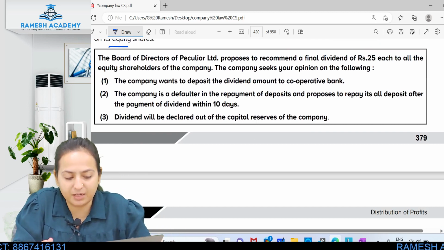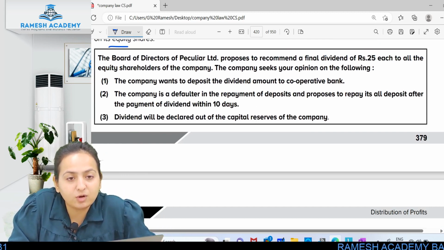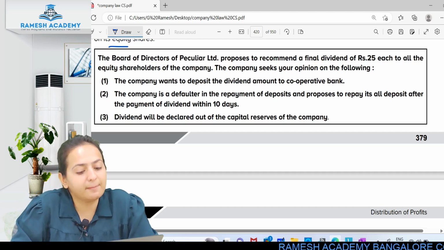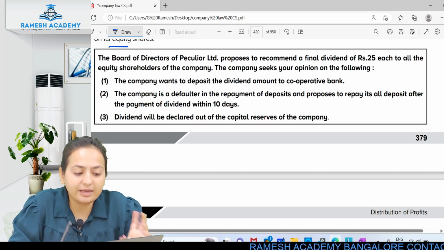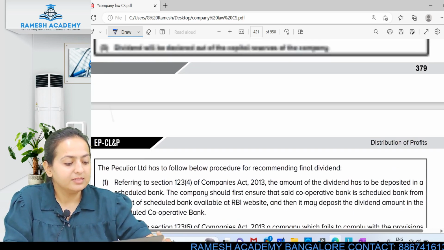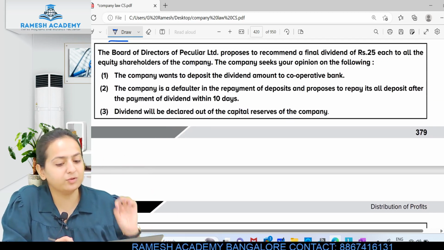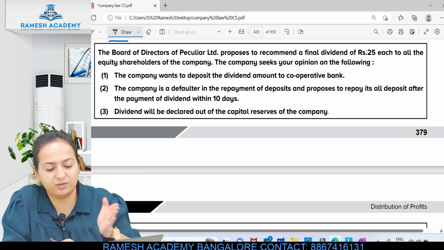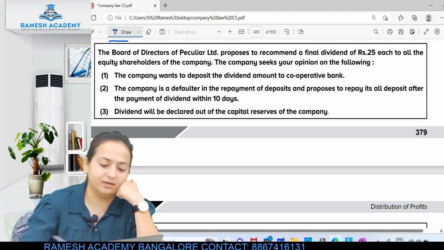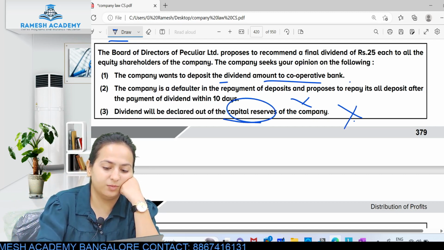For example, the board of directors of Peculiar Limited proposes to recommend a final dividend of 25 each to all the equity shareholders. The company seeks the opinion on whether it can deposit the dividend amount to a cooperative bank. Second, the company is a defaulter in making the payment of deposits and proposes to repay the deposit after payment of dividend within 10 days. Third, dividend will be declared out of the capital reserves. This is wrong, and regarding the dividend amount to be deposited, we'll check.